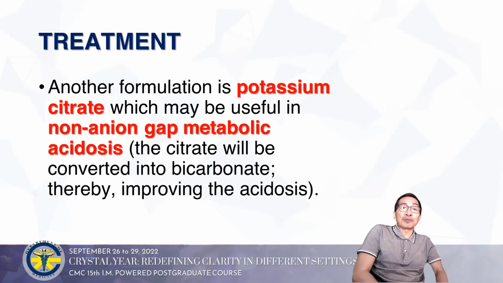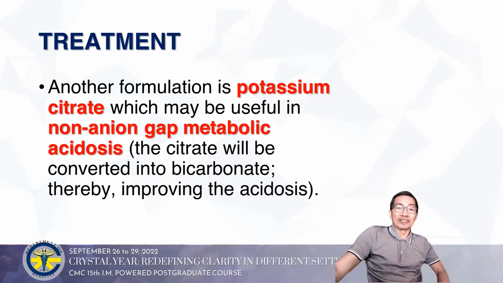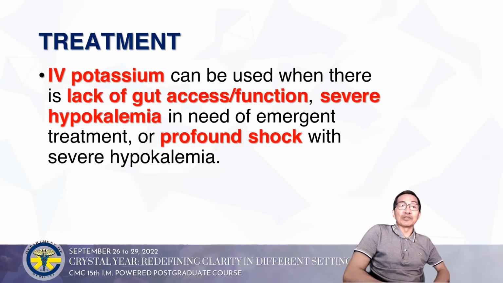Another formulation is potassium citrate, which may be useful in non-anion gap metabolic acidosis. In this treatment strategy, the citrate will be converted into bicarbonate, thereby improving the acidosis. IV potassium can be used when there is lack of gut or GI function or access and severe hypokalemia is in need of emergent treatment, or in cases of profound shock with severe hypokalemia.